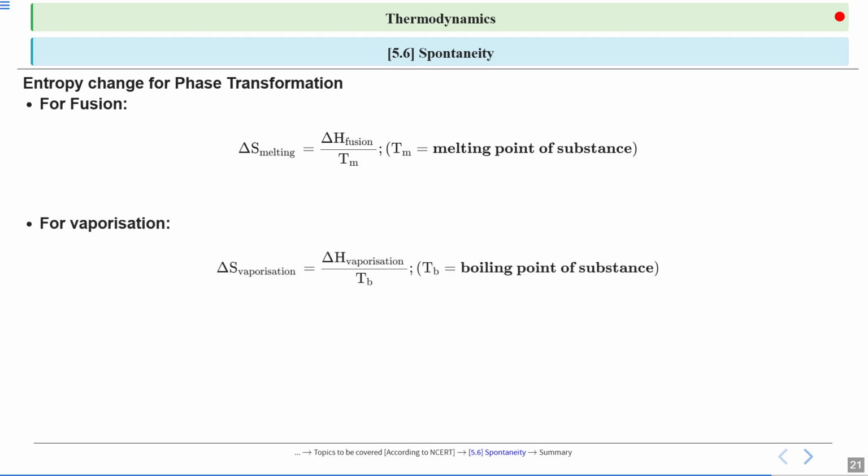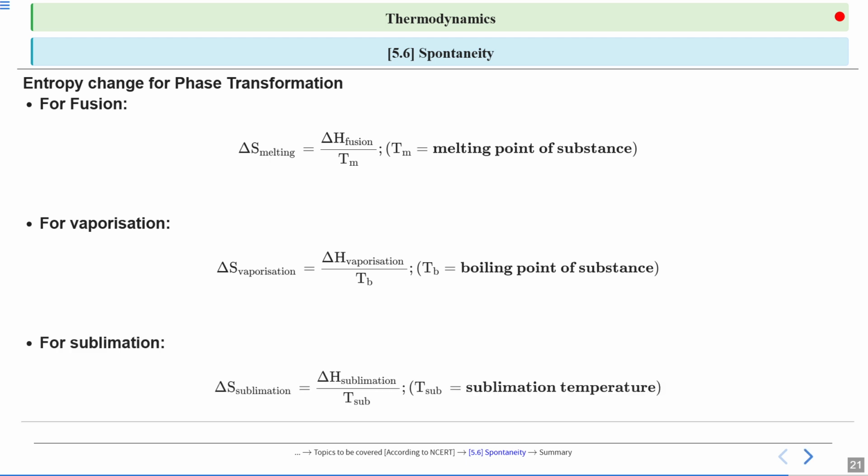Then next we have vaporization. Again, vaporization occurs at the boiling point. So the change in entropy for vaporization is equal to the enthalpy change during vaporization divided by the boiling point of the substance. And lastly, we have sublimation. Again, the same thing. The only thing we have to do is replace the temperature, so here the temperature mentioned is the temperature at which the sublimation takes place. Okay, I hope you got my point.